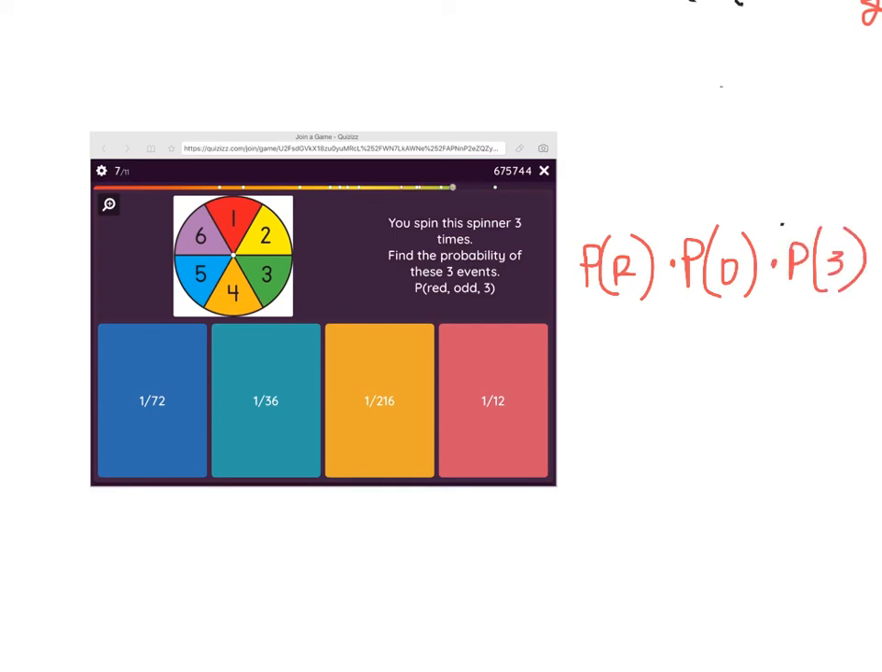So what is the probability that you spin a red the first time? 1 out of 6. Probability you spin an odd number? 1/2 or 3 out of 6. Probability that it's a 3? 1 out of 6. So I get 1 times 1 times 1, which is 1, and then 6 times 2 times 6, which is 72.